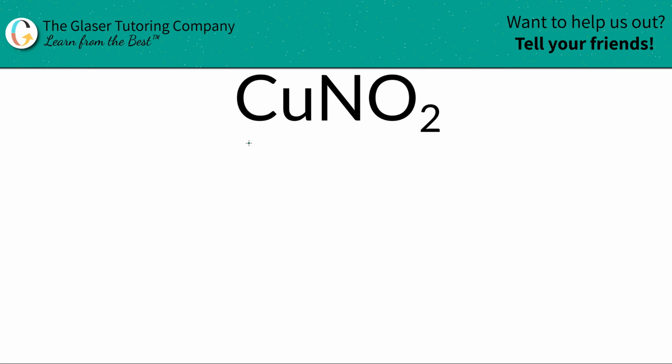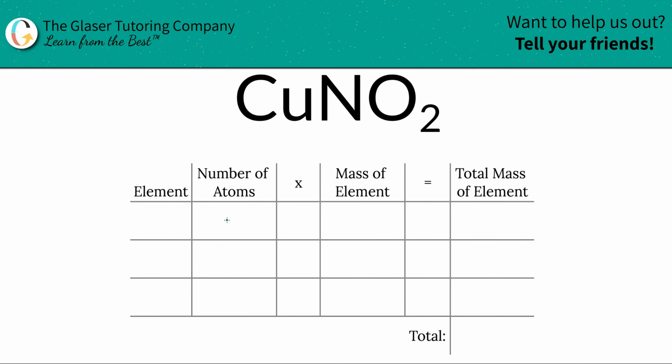Today, I'd like to teach you how to find the molecular mass of copper-1 nitrite, and I've created the following table to help us organize our thoughts. So the first step is to write down the elements we see in the compound, right? So we see a copper element, we see nitrogen, and we see oxygen.